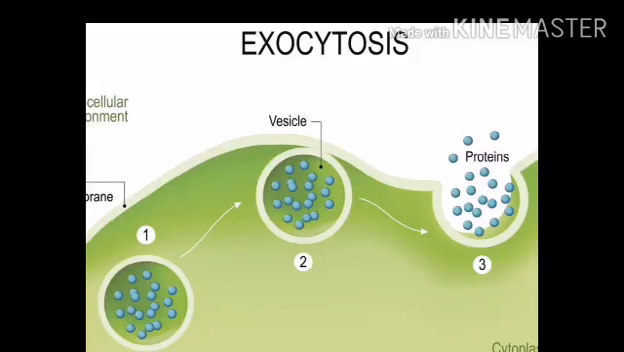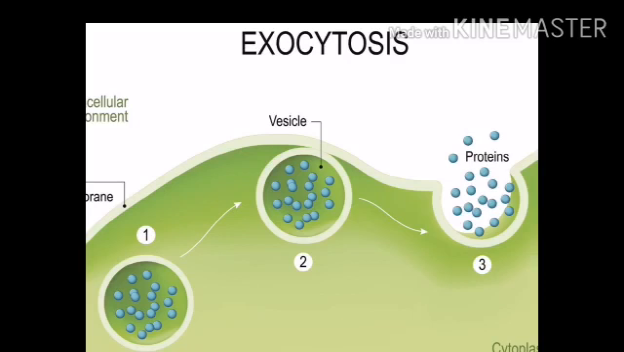Let's talk a little bit about exocytosis, which is how the cell is able to release large molecules that might be used by the rest of the body or the cells, or maybe will become a part of the extracellular matrix. To understand how this works, it's really the reverse of endocytosis.